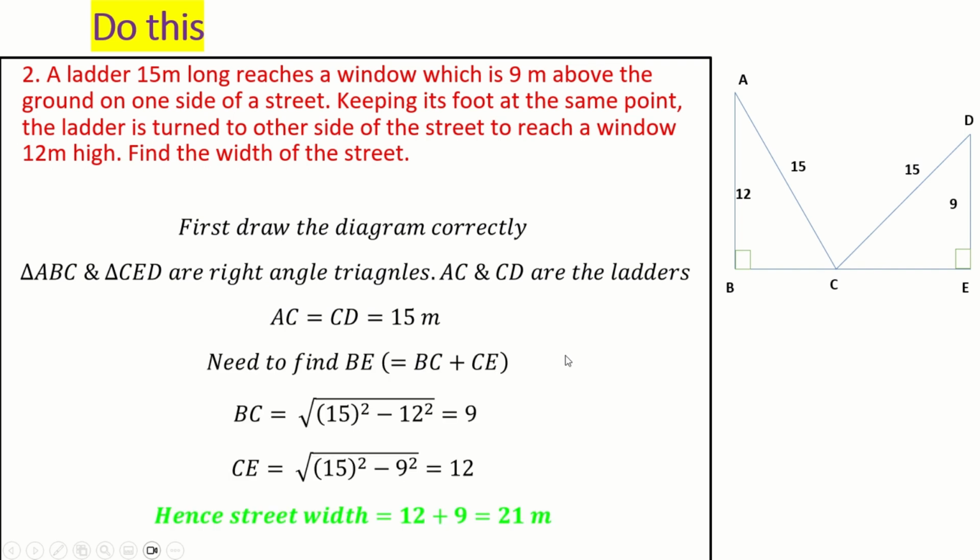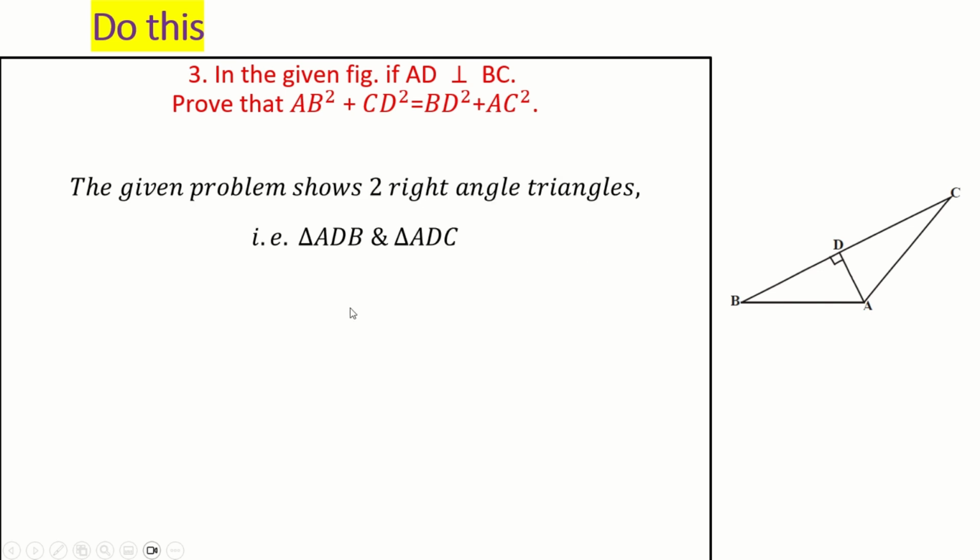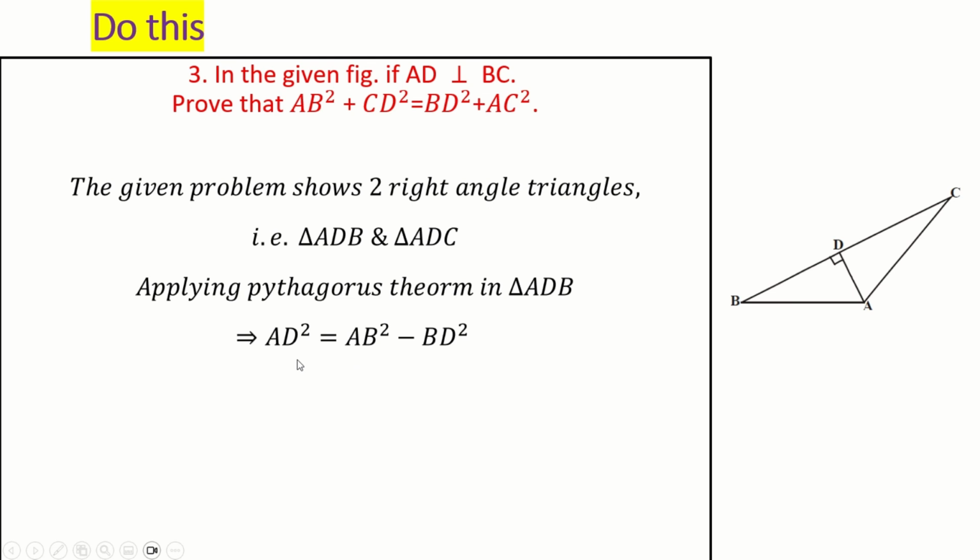In the given figure, AD is perpendicular to BC. Prove that AB square plus CD square equals BD square plus AC square. Two right angle triangles are there, which are ADB and ADC. Applying Pythagorean theorem in ADB, we get AD square equals AB square minus BD square. Similarly, in the other triangle, you get AD square equals AC square minus CD square. You equate both of them and adjust, you will get the required answer.